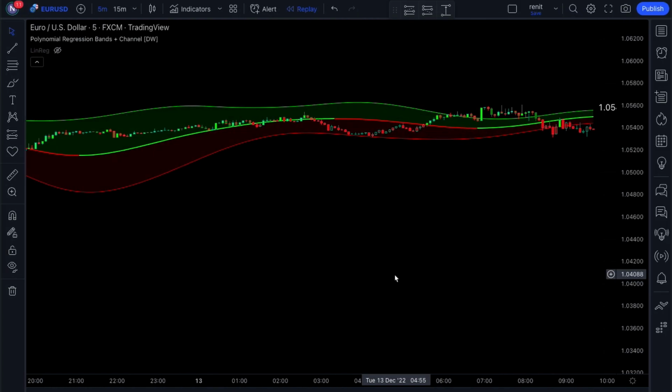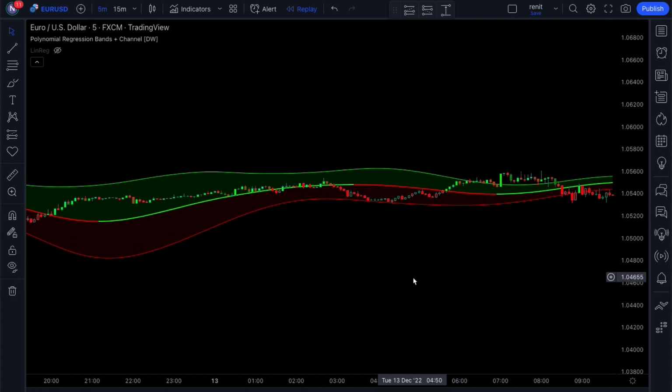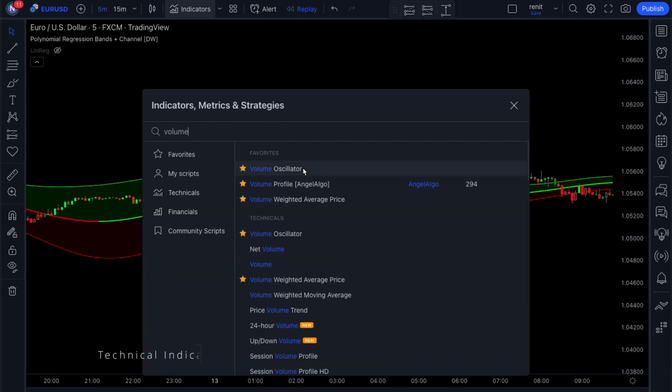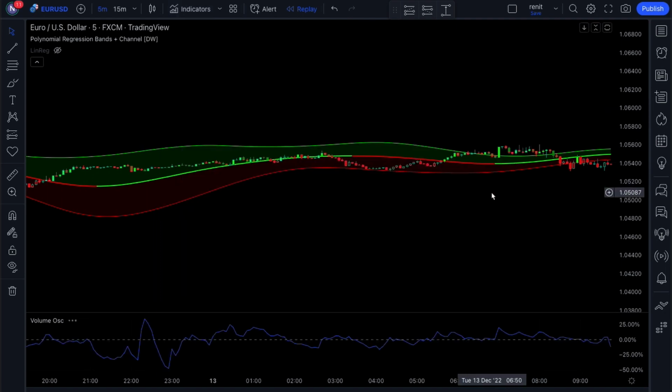Alright, so it wouldn't be a trading strategy if I didn't make you guys add another indicator. I promise this is actually useful and I'm not just making you add it for no reason. So click on the indicators tab and search for volume oscillator. This indicator is amazing at filtering out bad trades, just like the ones you keep taking.